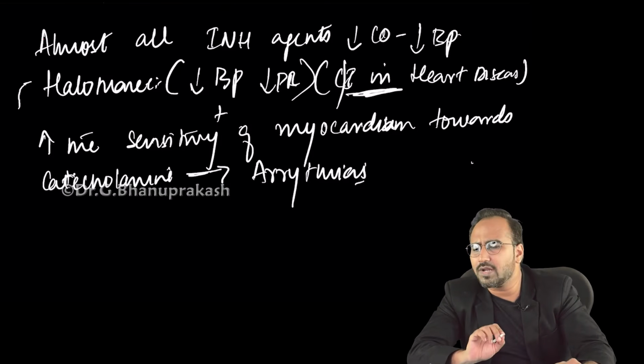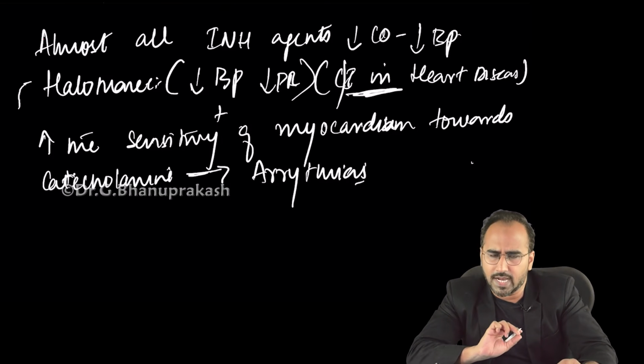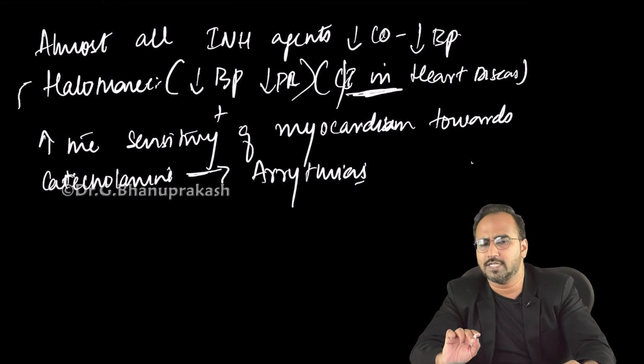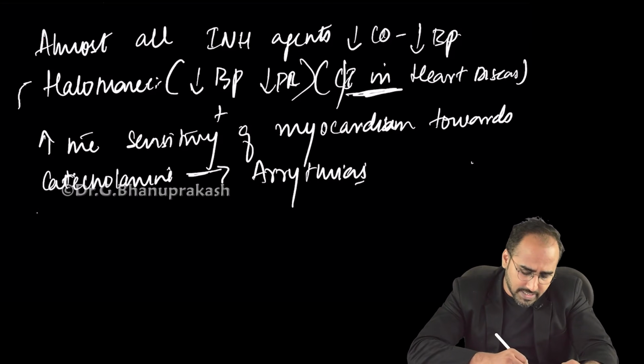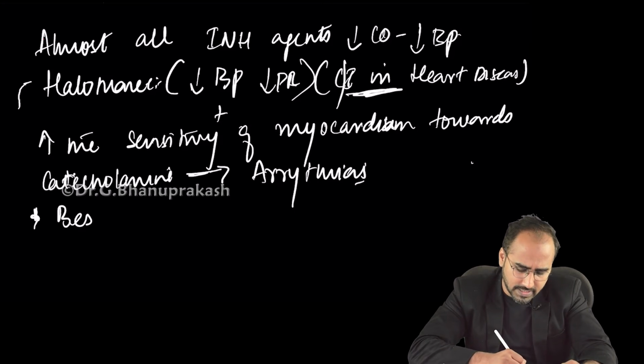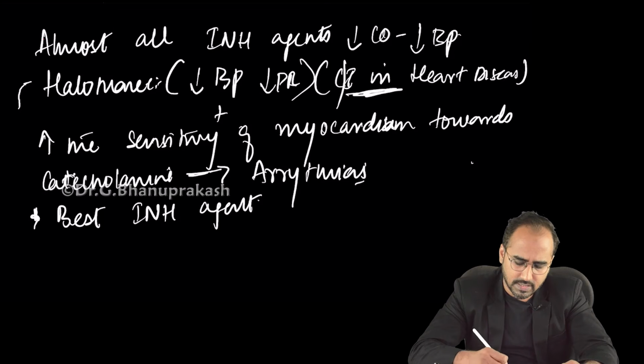So all in all, halothane should be contraindicated. Halothane should be avoided in heart diseases. All inhalational agents are also avoided. Which is the best inhalational agent for heart disease?